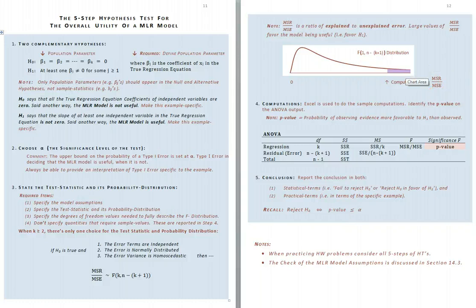In step 4, Excel toolpack is used to obtain the p-value for this F test. The p-value appears on the ANOVA table. In step 5, we make our decision. As always, we reject H0 if and only if the p-value turns out to be less than or equal to the significance level of the test.